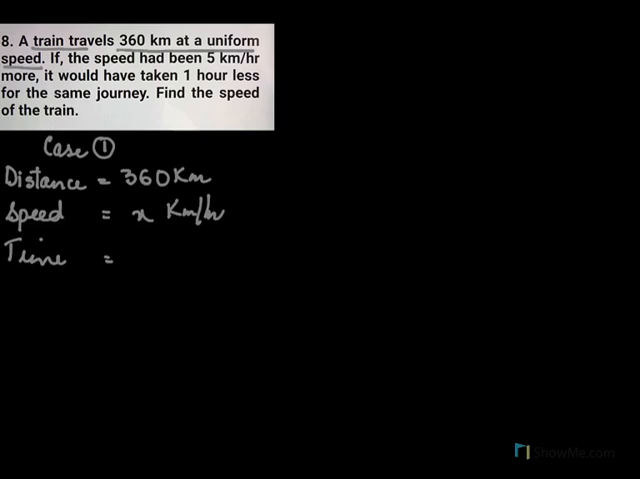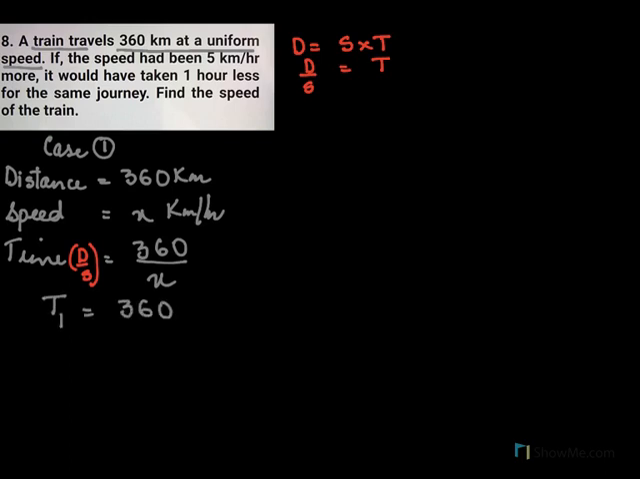Now for this, let's recollect. We have distance equal to speed into time. So time is always distance over speed. So this time also will be distance over speed, which now will be 360 over x. We call it time t1 is 360 over x.